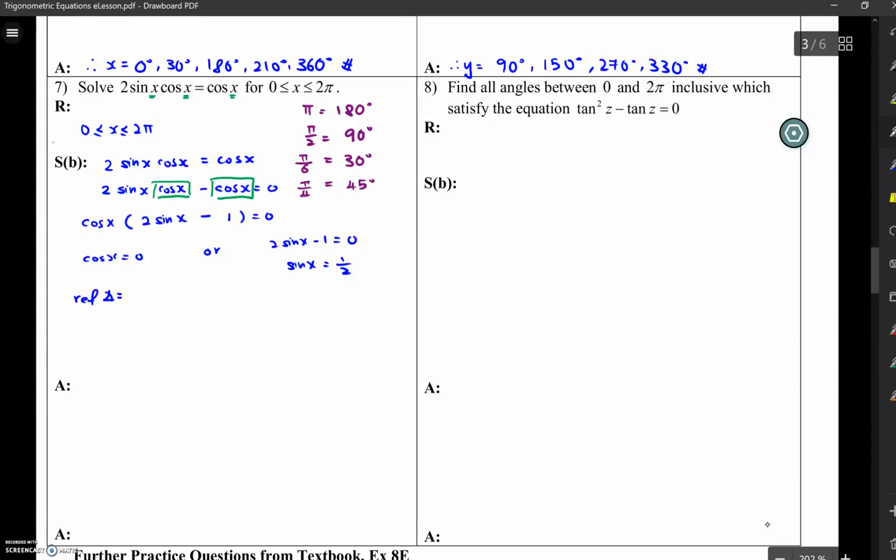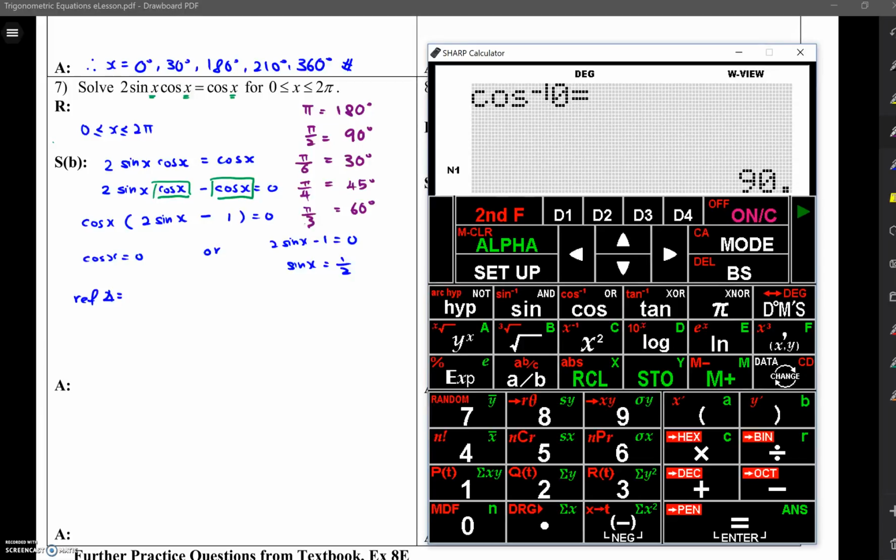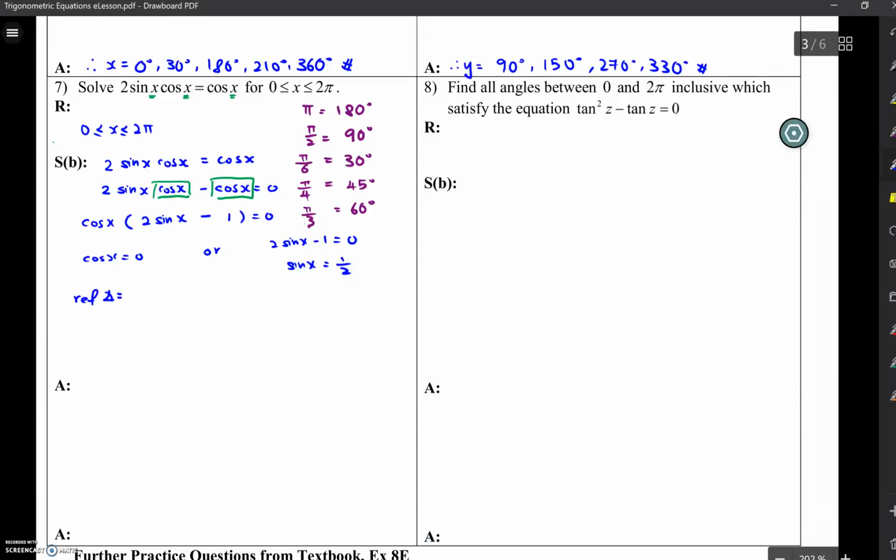Pi over 4. Similarly, another special angle, 60 degrees, is just pi over 3. Okay, so there are cases that we might get this special value when you learn your special angle previously. So cosine inverse 0, what you see from here, is actually 90 degrees. So I can write it as a special angle to be pi over 2 radian. Okay, that will be my reference angle.